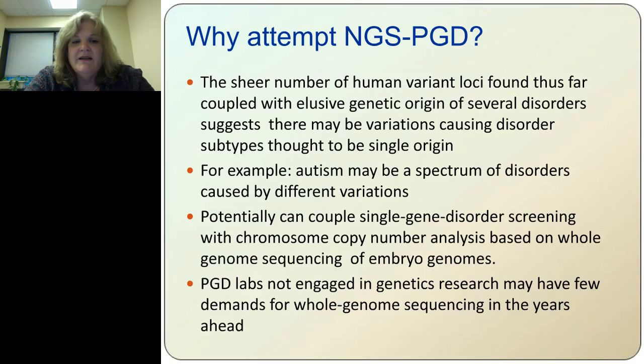They could also couple single gene disorder screening with chromosome copy number analysis based on whole genome sequencing of embryo genomes. Sorry, I'm reading from the slide, but that's essentially how we could use it. And our PGD labs in the future that are not engaged in genetics research, because of the challenge with whole genome sequencing and trying to identify causal variants, I personally don't think that PGD labs are going to be engaged in genetics research on the level of whole genome sequencing unless they're doing genetics research.